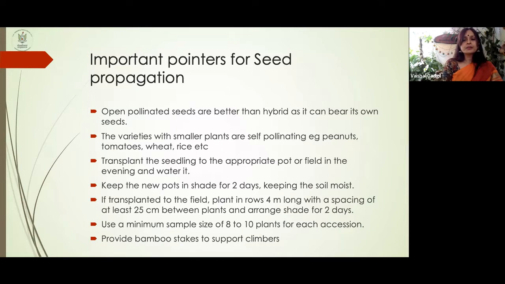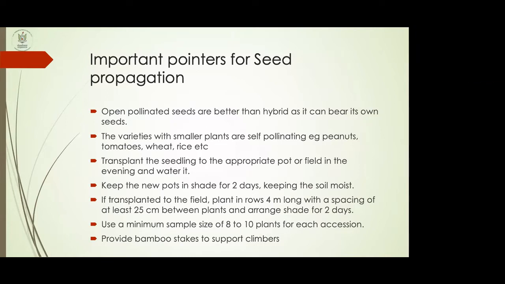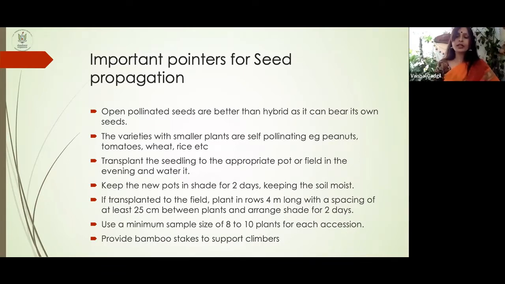The varieties with the smaller plants are self-pollinating, like peanuts, tomatoes, wheat, rice. All the grass varieties and those with small flowers are self-pollinating. We can also transplant into the field plot. The care that one needs to take is to keep the new pots in the shade, and transplant in the evening so that it is not subjected to harsh sunlight. The roots are not yet strong. You have just transplanted it, so make the soil moist, and you can surround it with other saplings to give each other support.